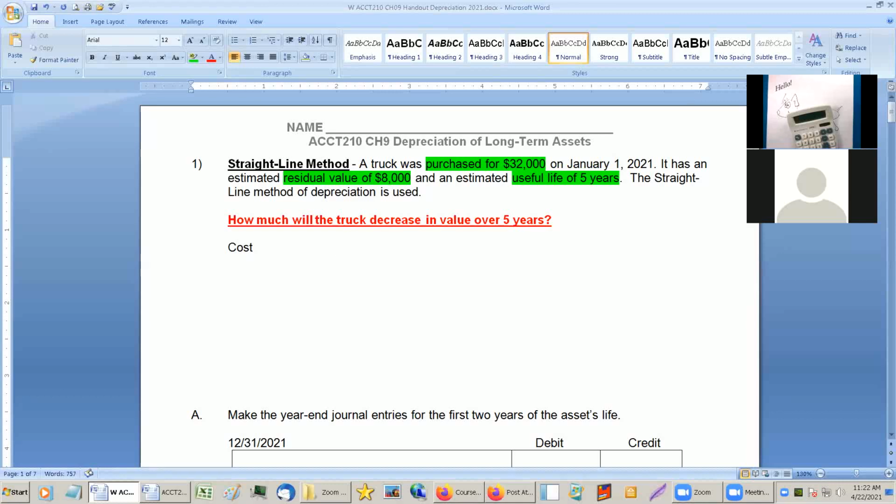Okay. The cost. 32,000. Oh, forgot the 3. So it costs 32,000. The residual value is 8,000. So the difference between those two.